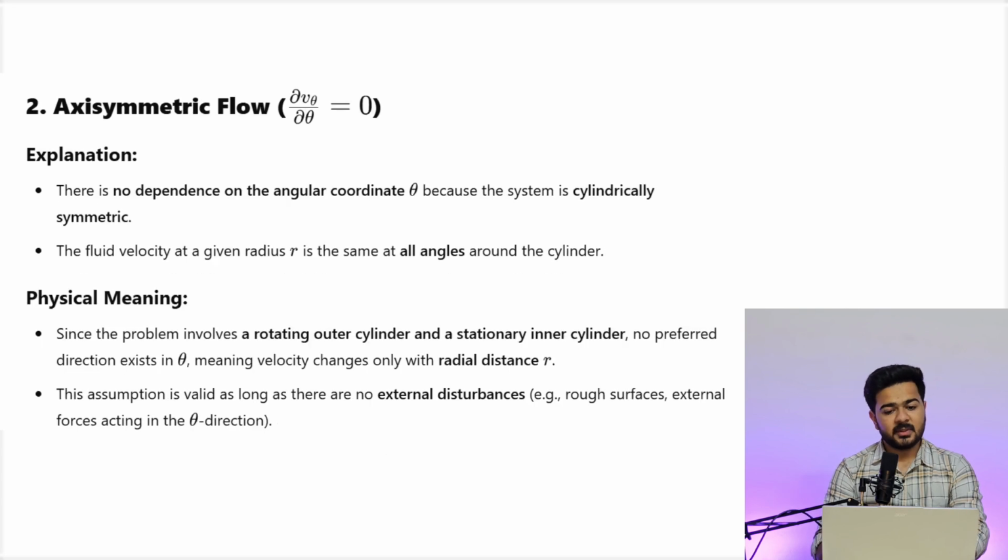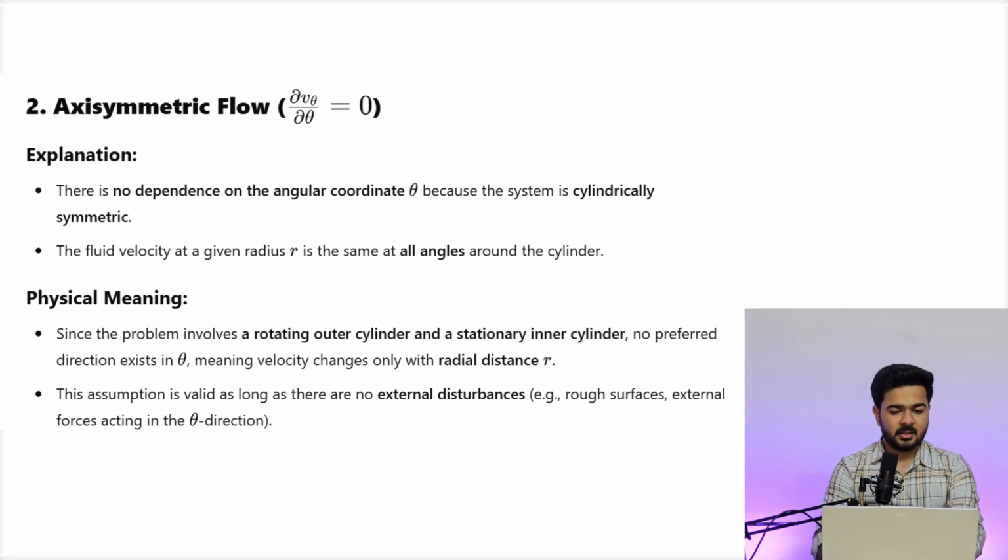Secondly, the flow is axisymmetric. That is, it is symmetric around the theta. So velocity theta is not changing in the theta direction. That is, del v theta by del theta is equal to 0. So that is, there is no dependence on the angular coordinate theta because the system is cylindrically symmetric.